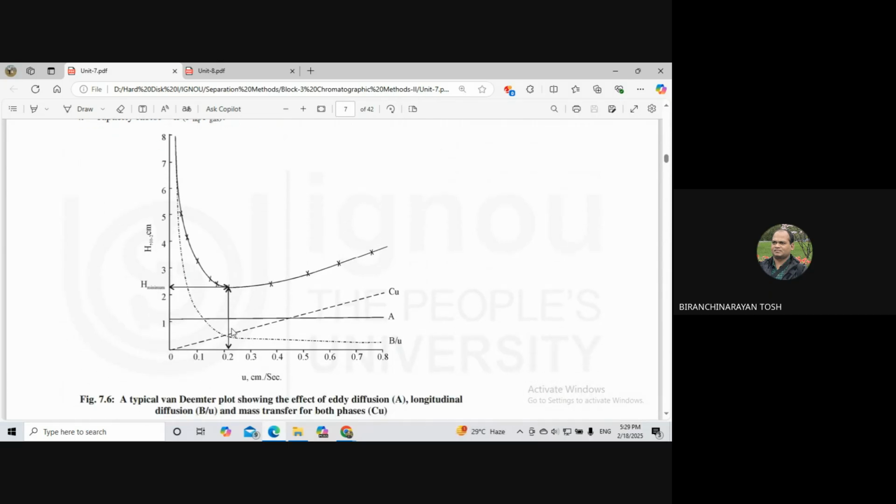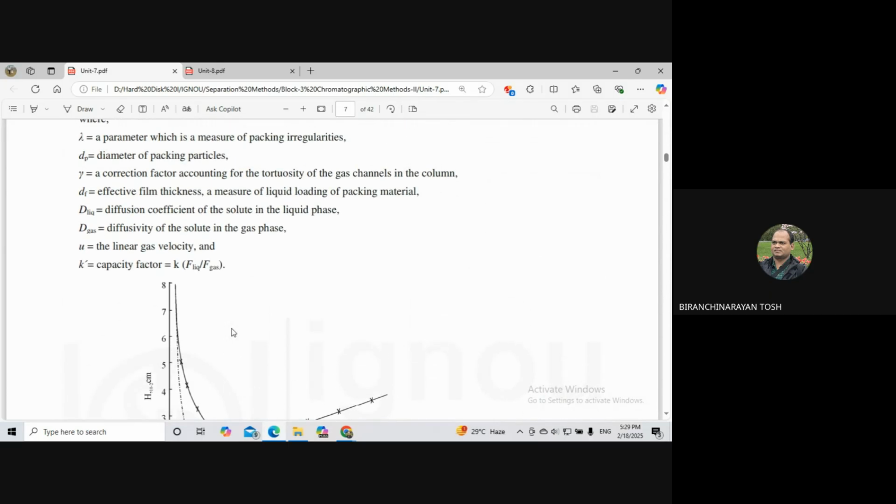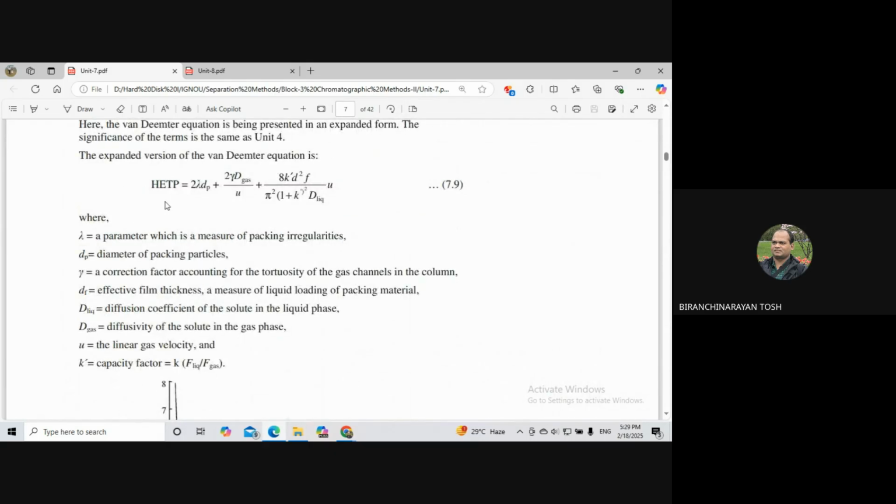So the developed equation is this one, HETP, which is equal to, that is the equivalent to one theoretical plate. HETP is equal to 2 lambda dp plus 2 gamma D of gas upon u plus 8 k prime d square f divided by pi square (1 plus k prime) whole square D of liquid into u.